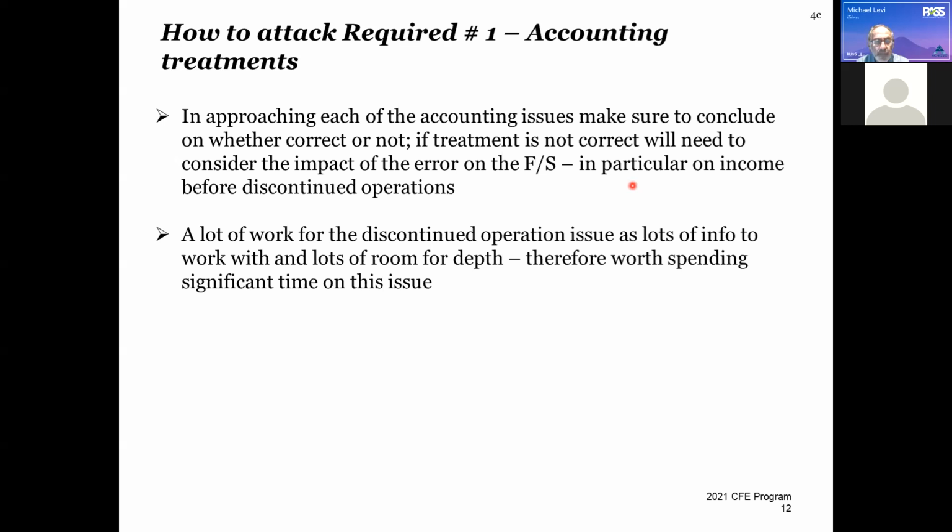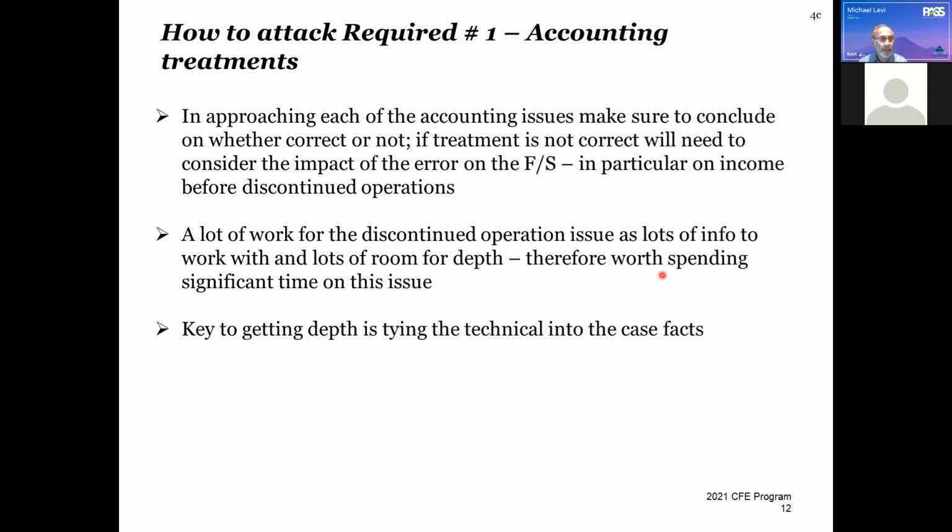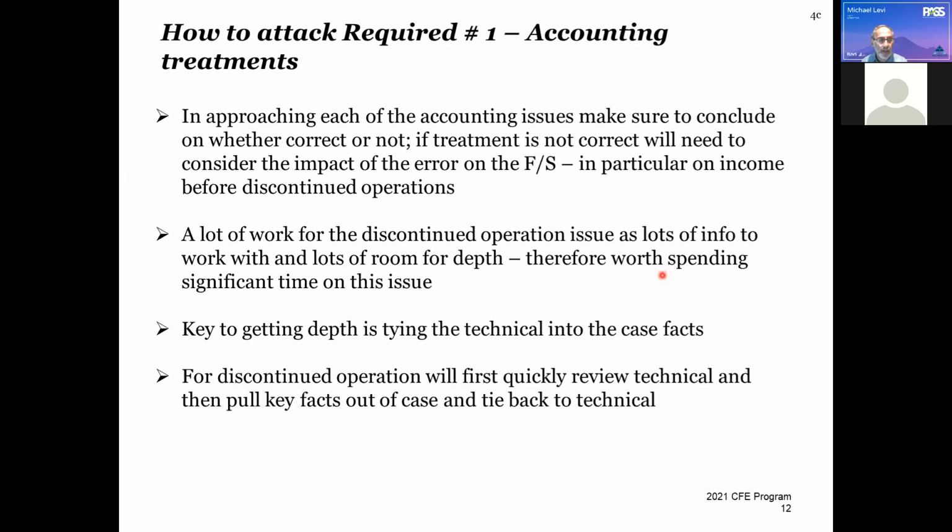A lot of work is involved for the discontinued operation issue, since, as I mentioned before, you've got lots of information to work with, and therefore there's lots of room for depth. Therefore, I would spend a disproportionate amount of time on this accounting issue versus the contingent gain. The key to getting depth, as we know from this morning, is tying the technical into case facts. The more case facts I tie back to, the more successful I'm going to be.